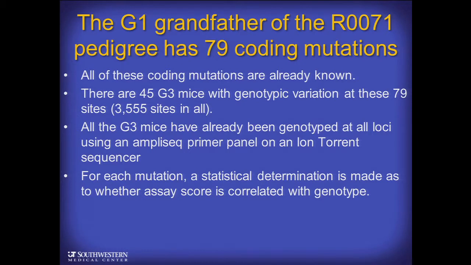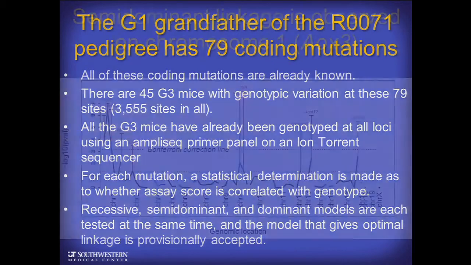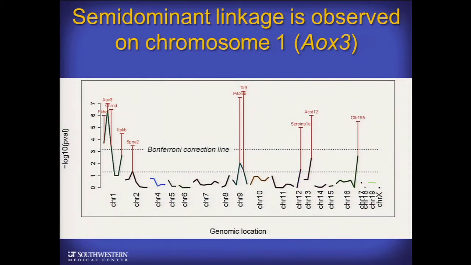A statistical assessment is made as to whether the assay score is correlated with genotype at every site, and recessive or semi-dominant or dominant models are all tested, and what we get back is a linkage plot that looks like this. So all this happens again in real time, and what you can see here is every mutation represented by a point, and the curve is discontinuous because we're looking at different chromosomes that have mutations. And we have 2 dotted lines here. This is the 5% significance line. This is the Bonferroni correction line.